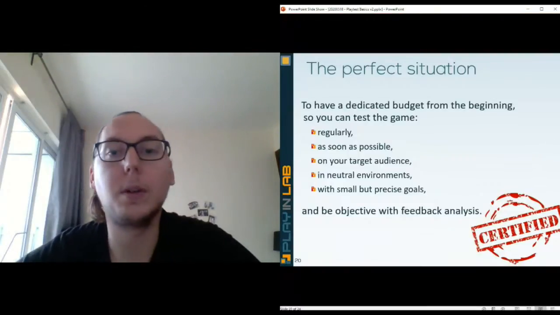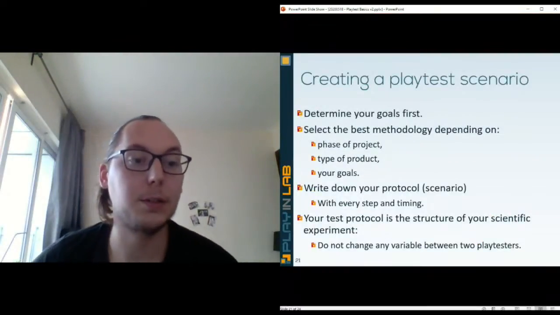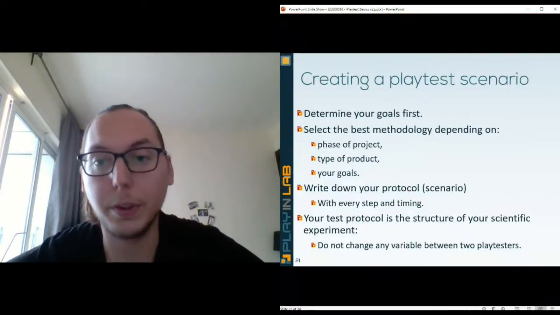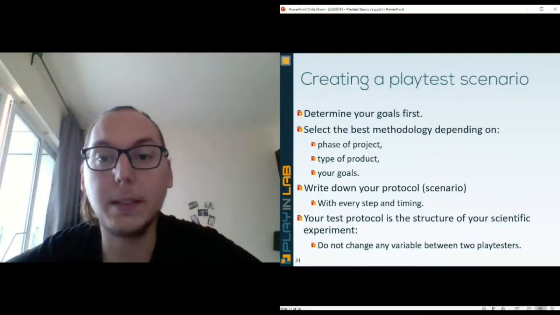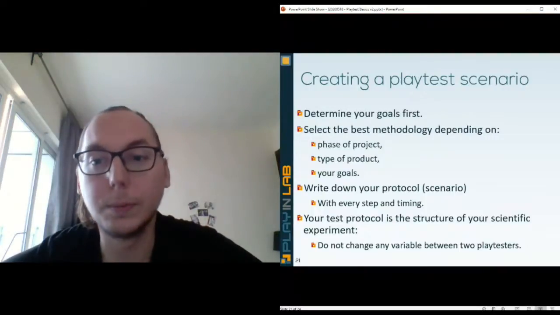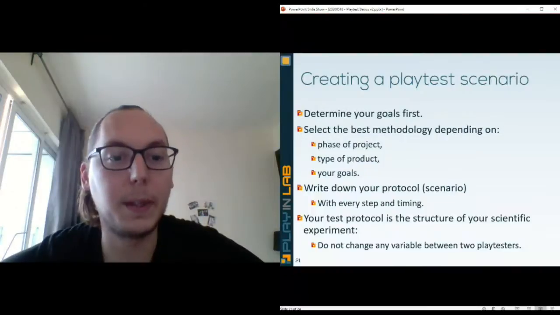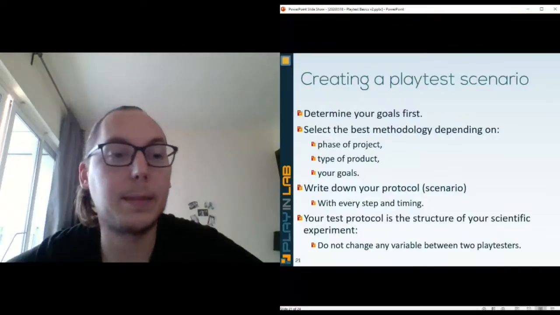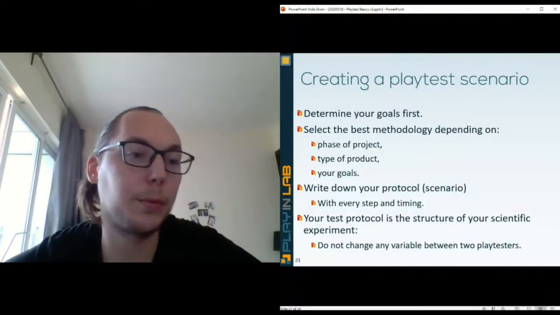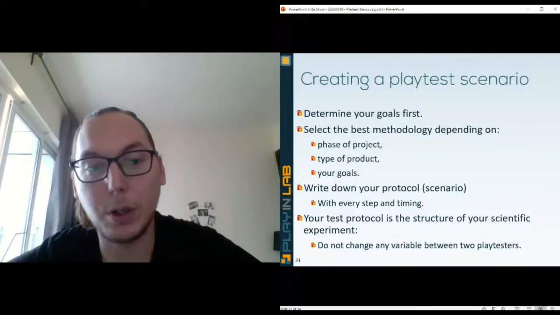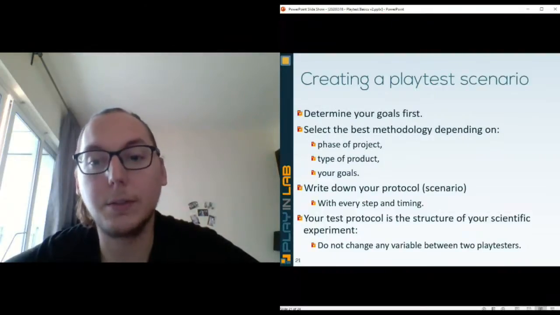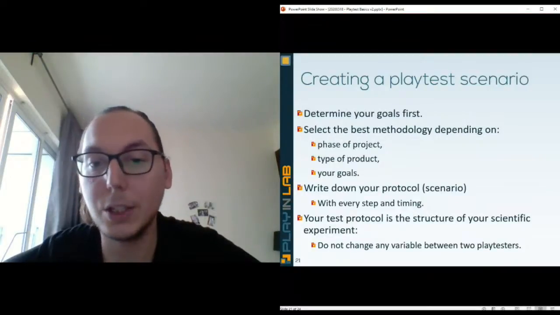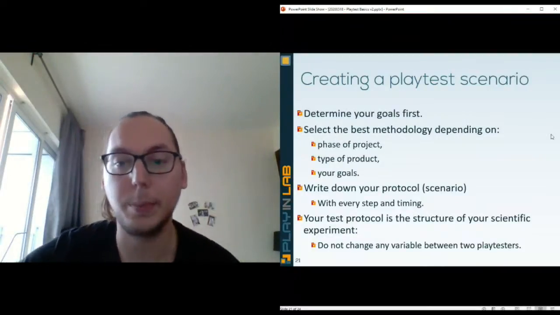I'll give you some information about how to create your scenario or your protocol when you want to do a playtest. So the first step is to find and determine your goal, or goals if you have a few of them. And depending on those goals, you will select the best methodology, depending also on the type of product you want to sell and the phase of the project. You have to write everything down in a protocol with the timings and each step of this playtest.